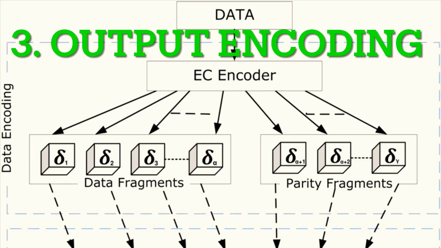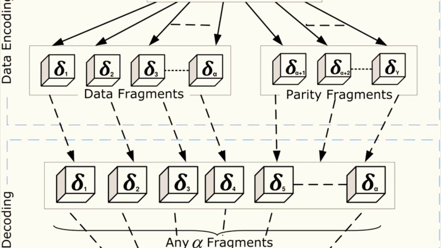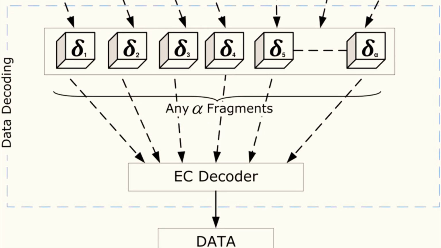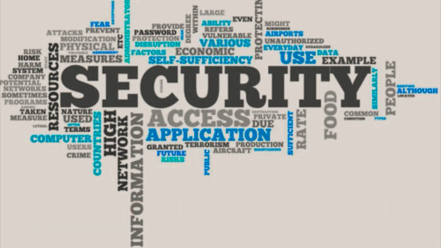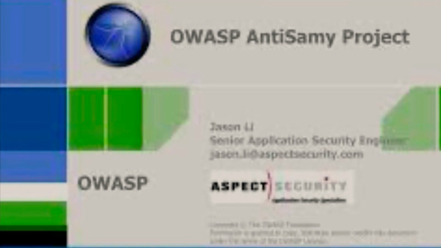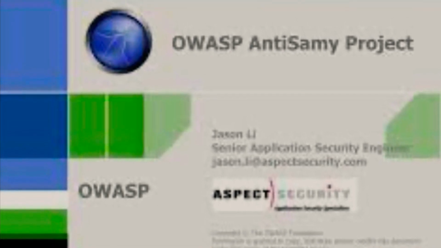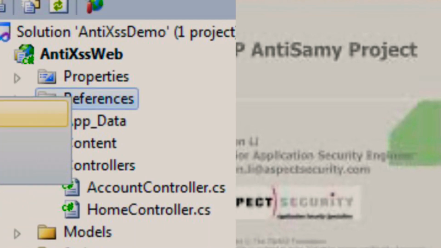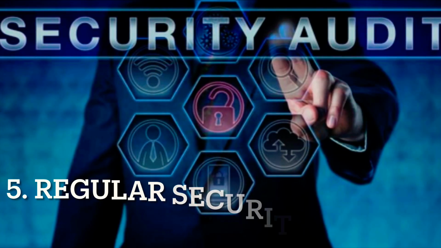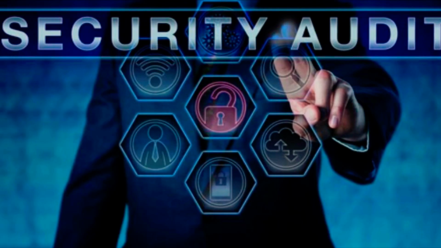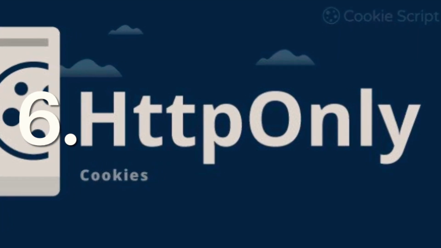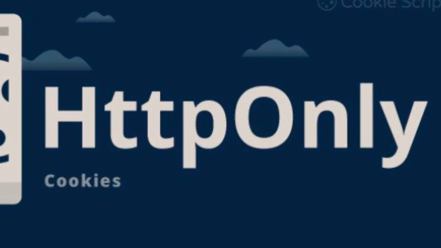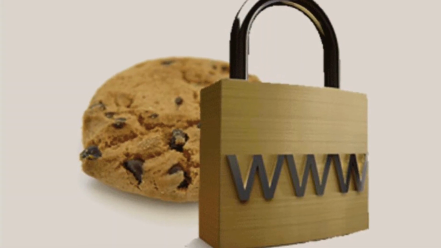Output encoding: encode data before displaying it in the browser. This prevents the browser from interpreting the data as executable code. Security libraries and tools: utilize security libraries and tools that help identify and mitigate XSS vulnerabilities, such as OWASP's AntiSamy and Microsoft's Anti-XSS. Regular security audits: conduct regular security audits and penetration tests to identify and fix vulnerabilities before attackers can exploit them.